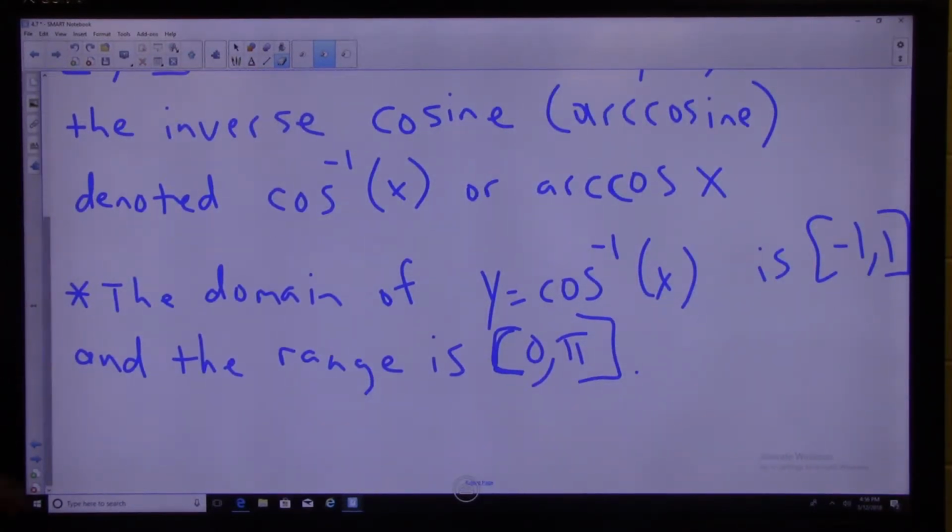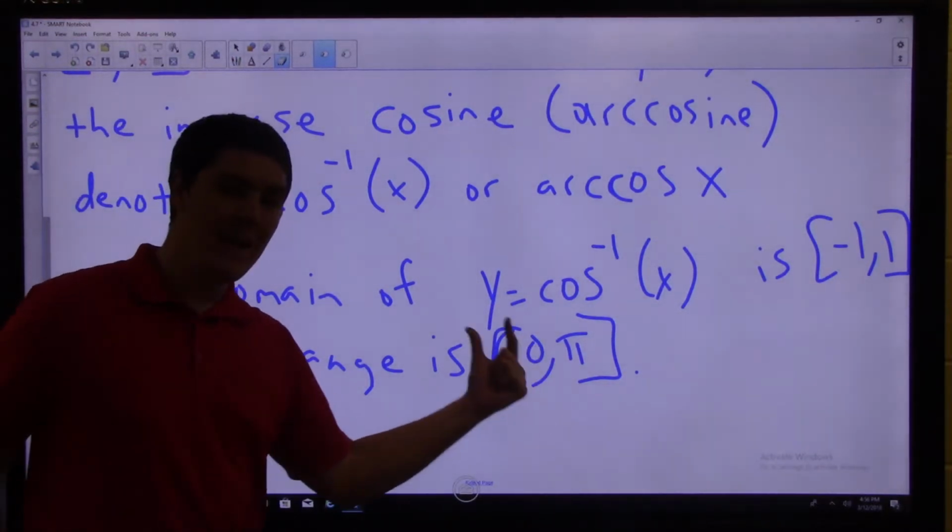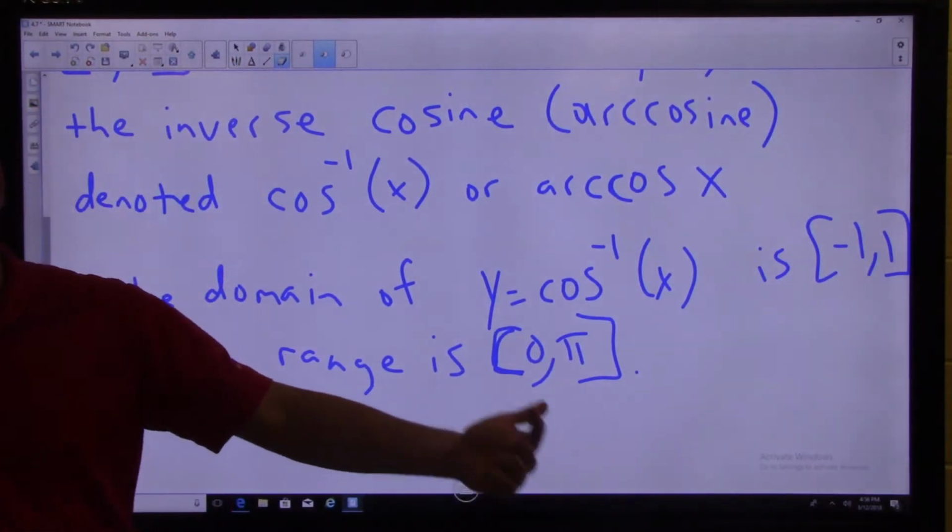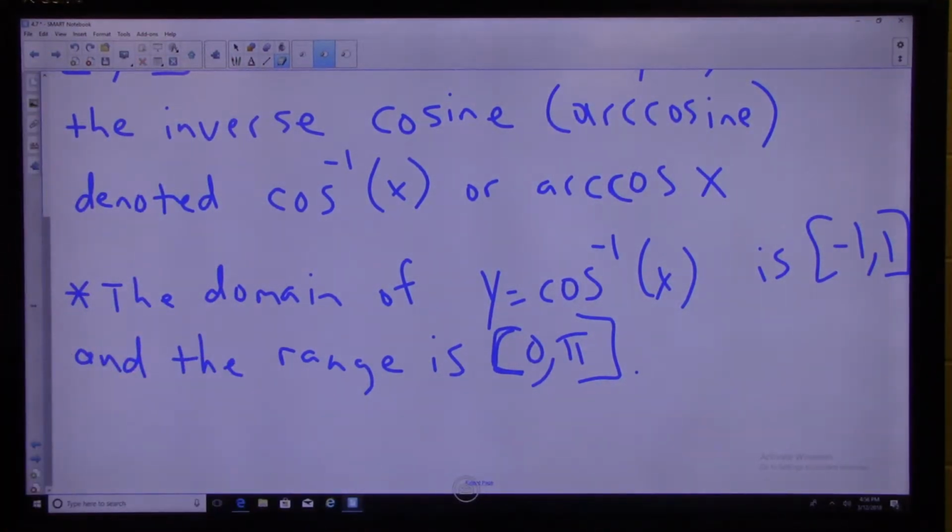Here is the rest of what I want to talk about. The domain of the inverse cosine is going to be from -1 to 1, brackets on both, and the range is going to be from 0 to pi. So we have to restrict the domain of the cosine function from 0 to pi, and therefore that makes the range of the inverse cosine from 0 to pi. So that's the idea. We can only pick values from 0 to pi.